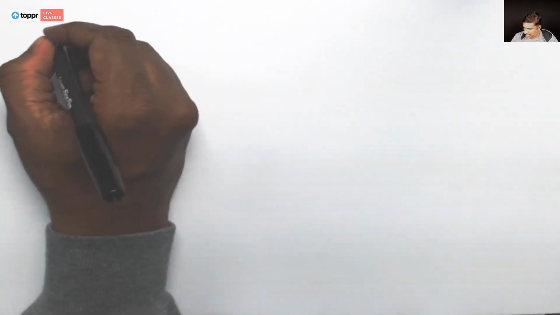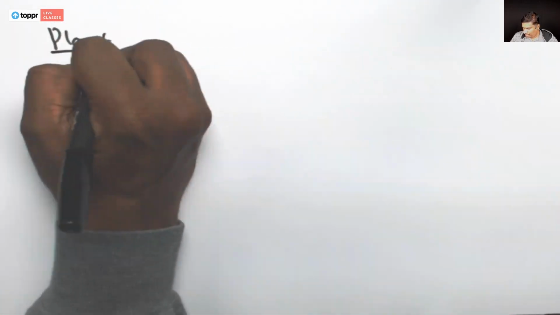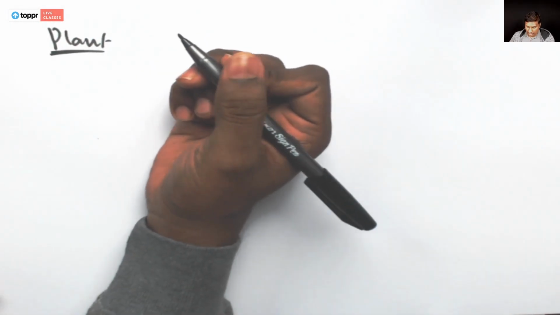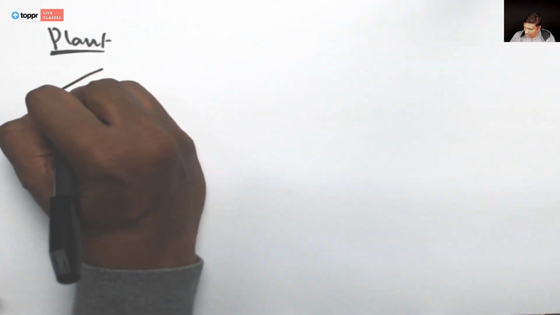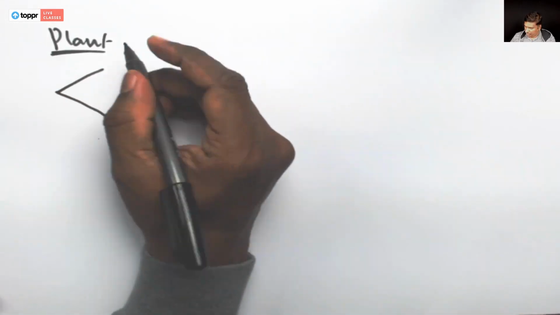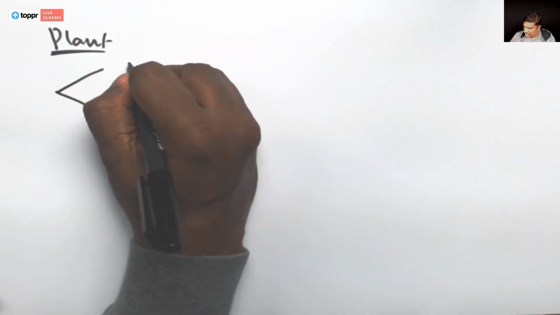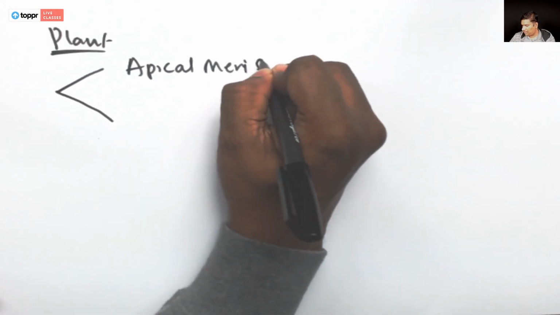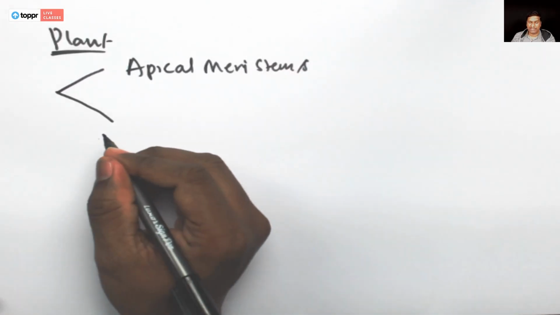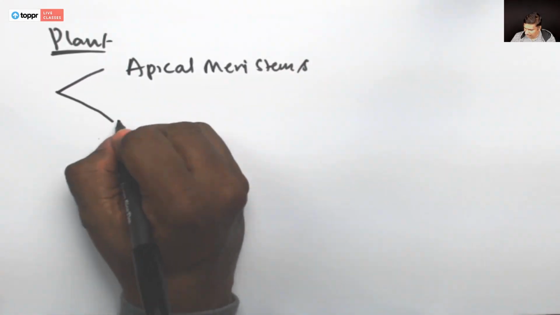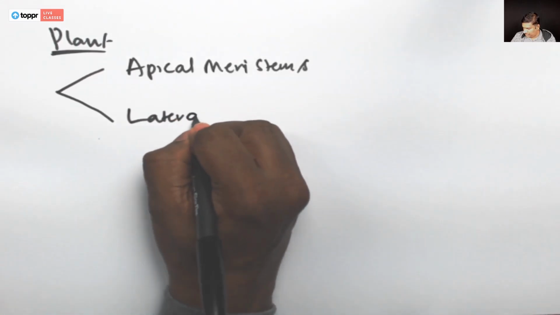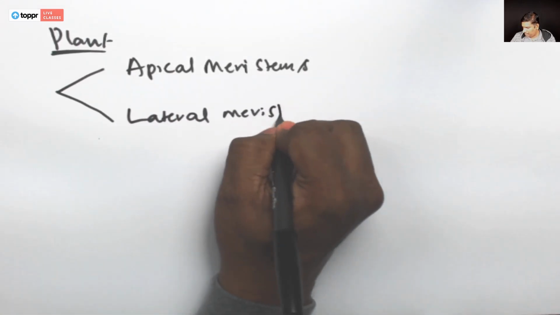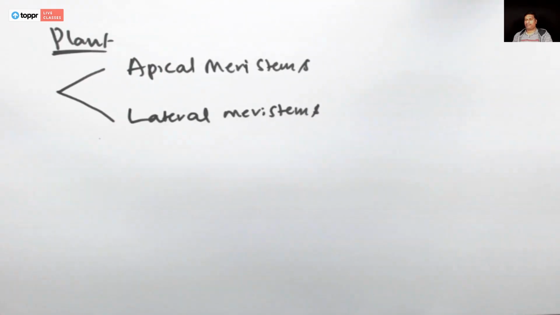Now let's see where these meristems are actually present. You have two regions where you will actually find the meristems. The first one is called the apical meristems, and the second one is called the lateral meristems.